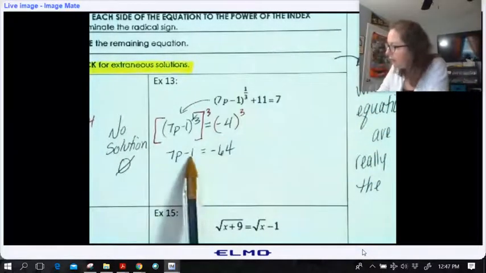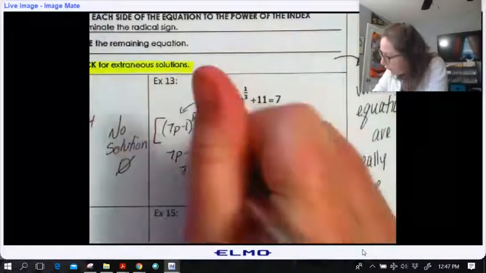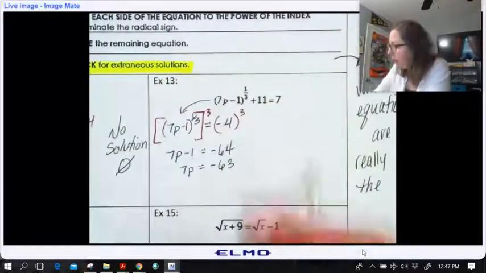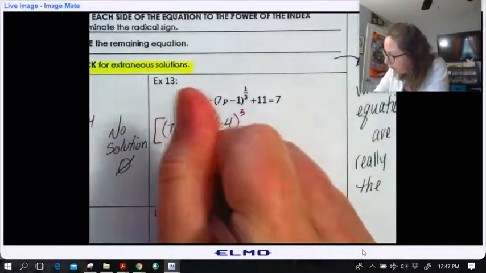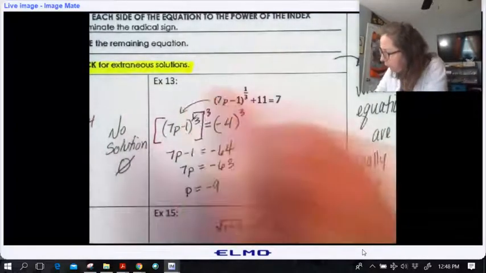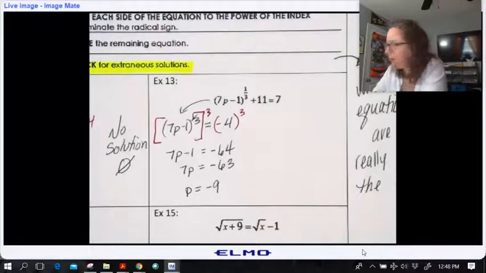Let's add 1 to both sides. So I get -63 and divide by 7. And I get p equals -9. So that's a potential answer. Let's check it and make sure that it's not extraneous.